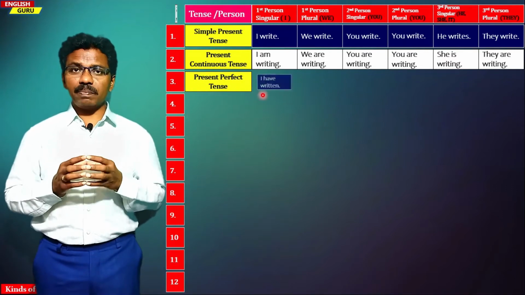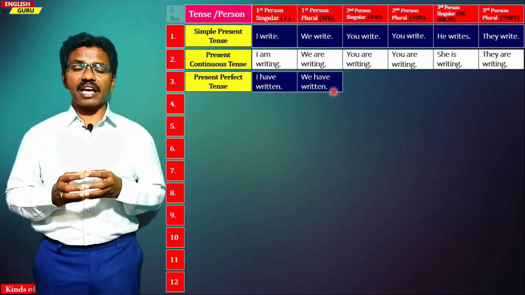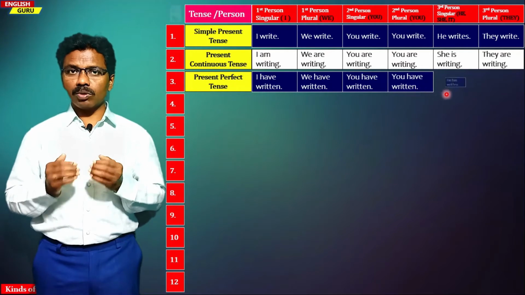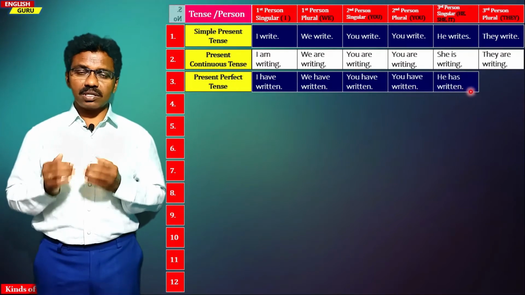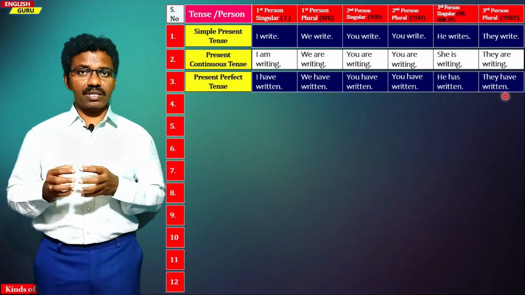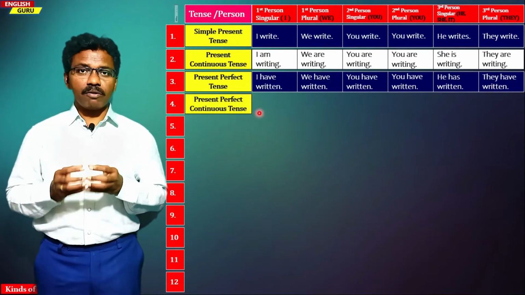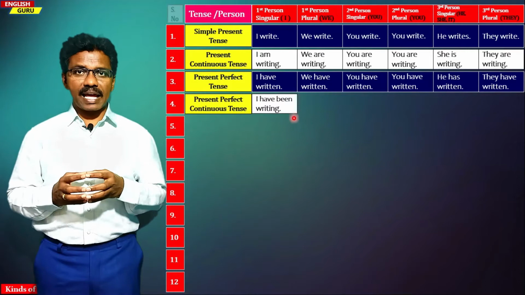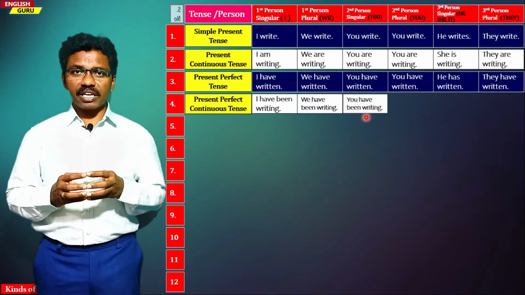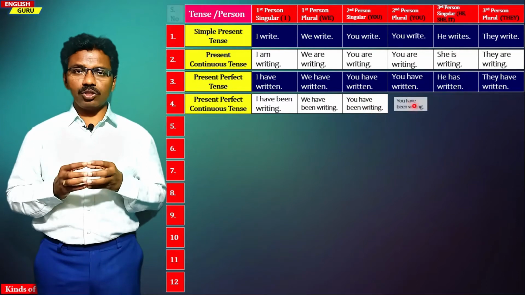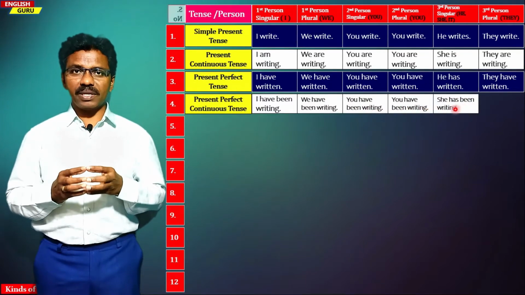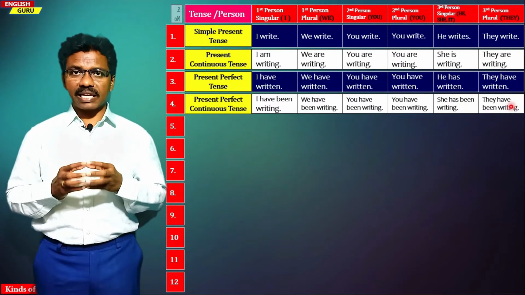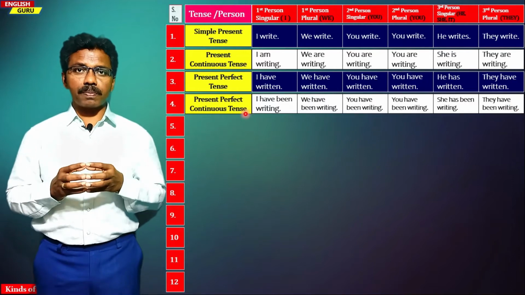Third tense, present perfect tense. First person singular I have written, plural we have written, second person singular you have written, plural you have written, third person singular he, she has written, plural they have written. Fourth tense is present perfect continuous tense. First person singular I have been writing, plural we have been writing, second person singular you have been writing, plural you have been writing, third person singular he or she has been writing, plural they have been writing. And this is all about present tense.